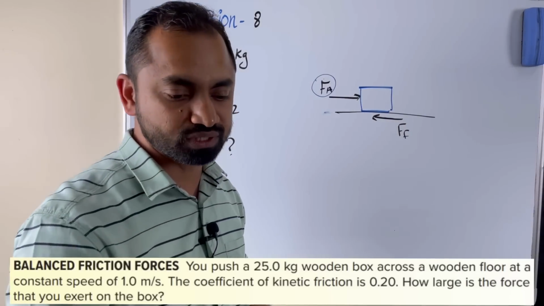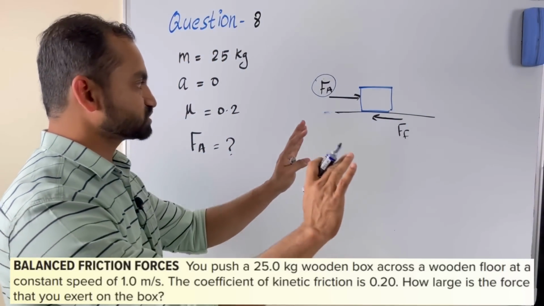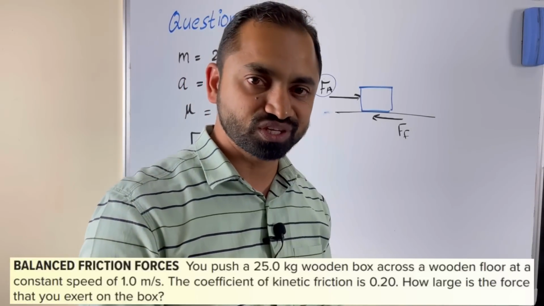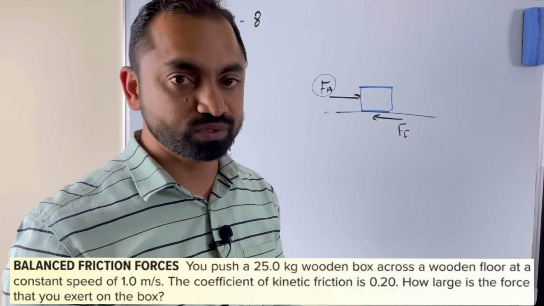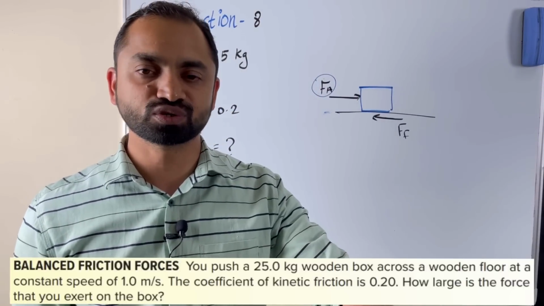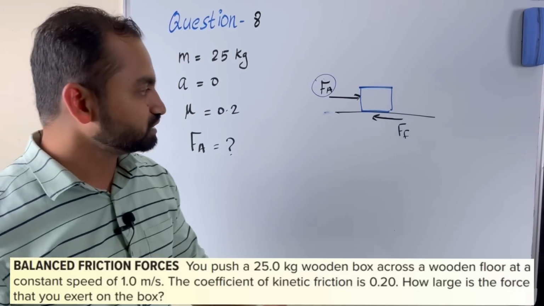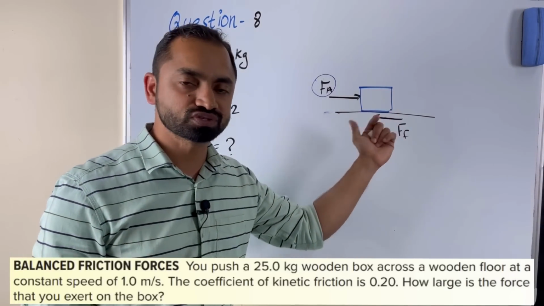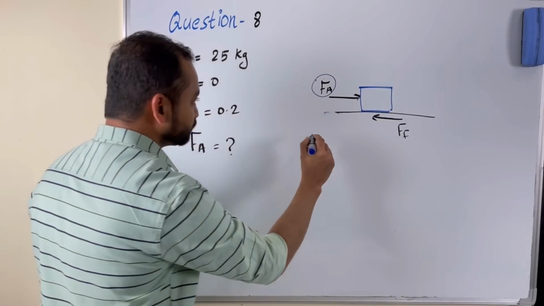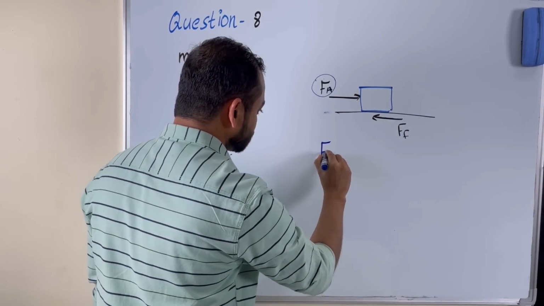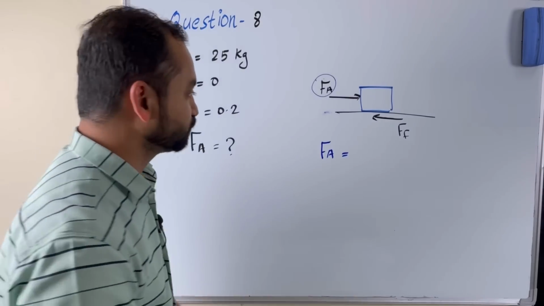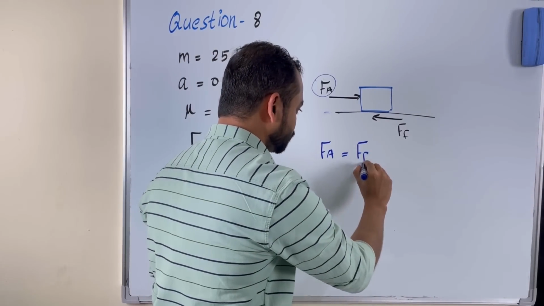at a constant speed. If the box is moving at a constant speed, what is the net force acting on the object? Net force is equal to 0. Net force is 0 means constant speed means acceleration is 0. Acceleration 0 means net force is 0. Net force 0 means opposite forces are equal, right? Opposite forces are equal. So we can say the applied force is equal to the opposite force. Which force is acting opposite to the applied force? The frictional force.